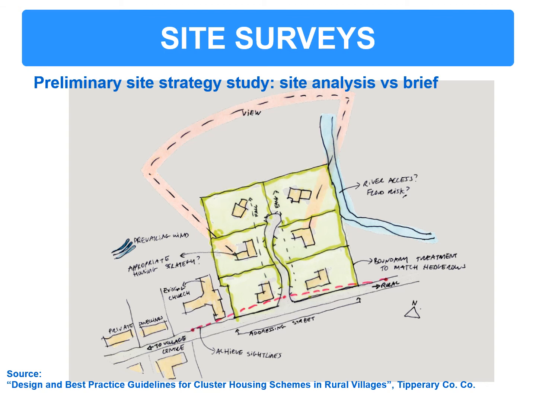So here we have a preliminary site strategy study. This is a site analysis versus the brief. So here the architect is beginning to place, this is for a small housing scheme, houses onto the site in an arrangement that best suits the topography and the other features of the site. And here we've taken the view into account, where the buildings are orientated towards the view.